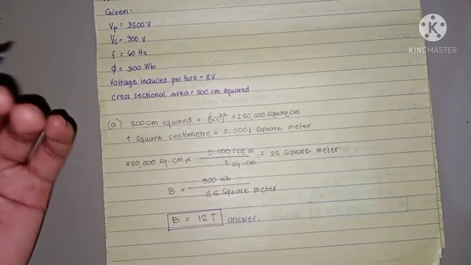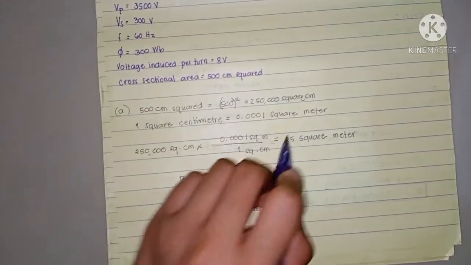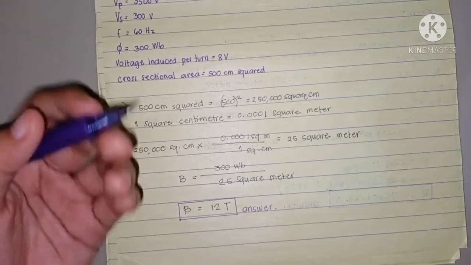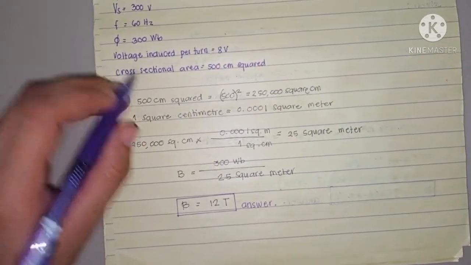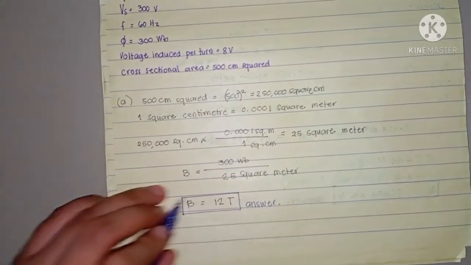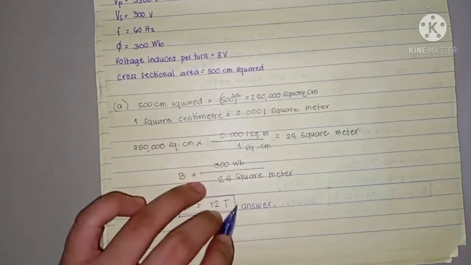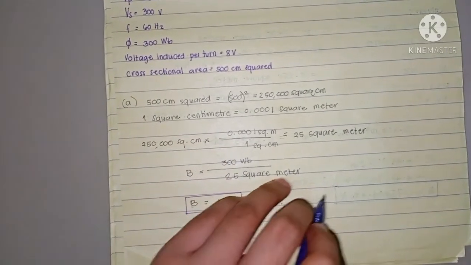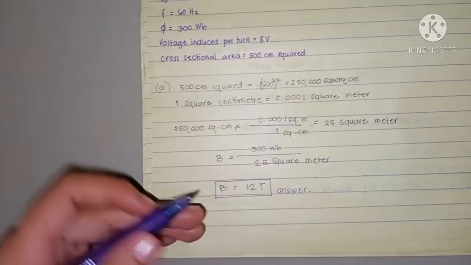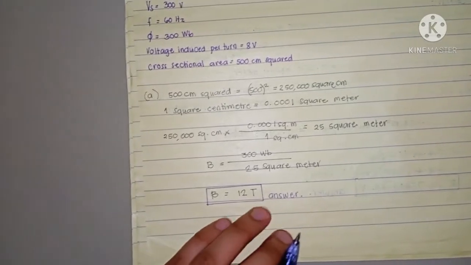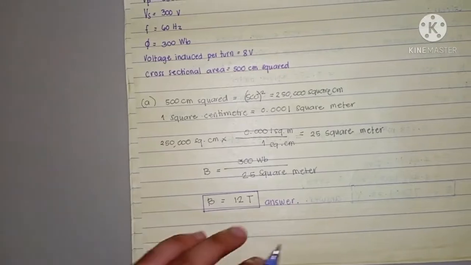By substituting this into the equation, we have the value for our maximum flux in the core, which is 300 Weber, and the area, which is 25 square meters. So we divide 300 Weber over 25 square meters. We obtain the value for our flux density, which is 12 Tesla. The unit for flux density is Tesla.